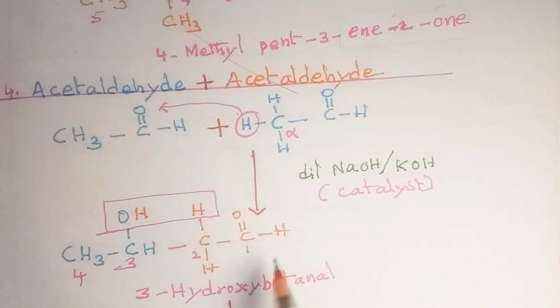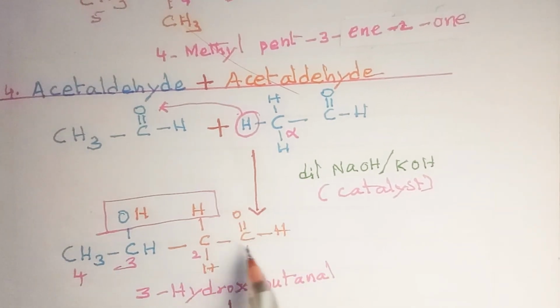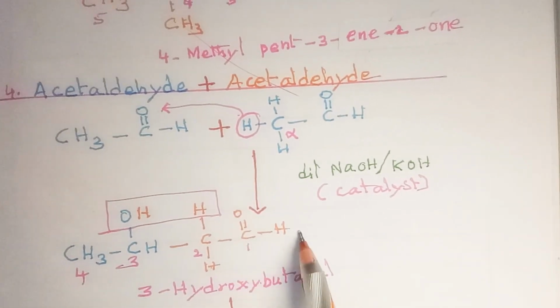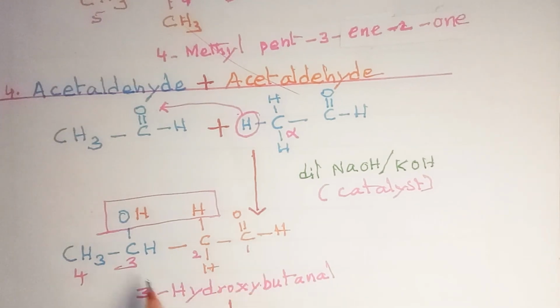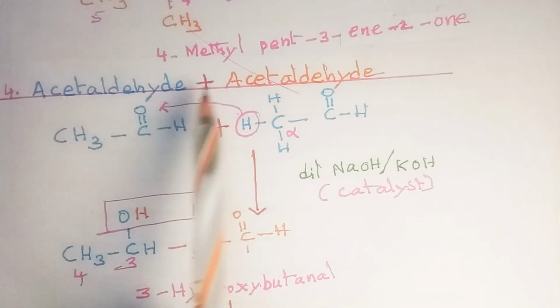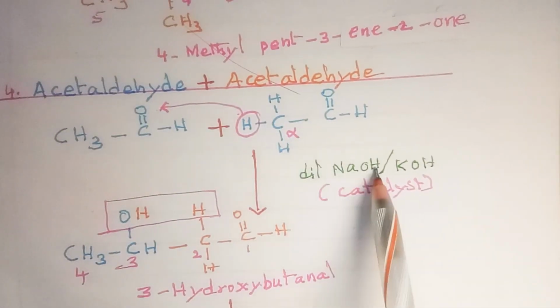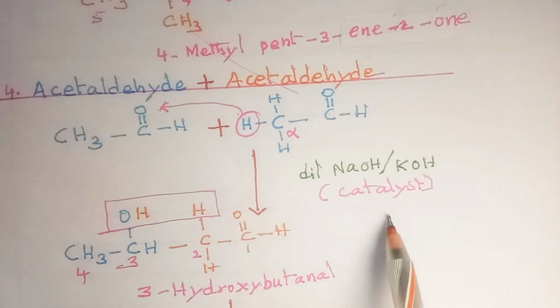So it is a butanal, because the aldehyde group is present, C double bond OH. There is a hydroxyl group on the 3rd carbon atom. So it is called 3-hydroxybutanal. This is the aldol formation product when acetaldehyde plus acetaldehyde combine in the presence of dilute alkali.